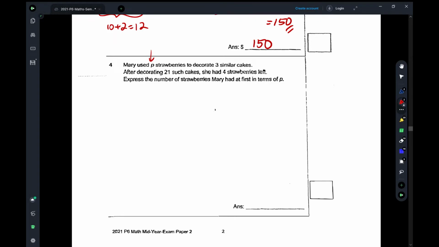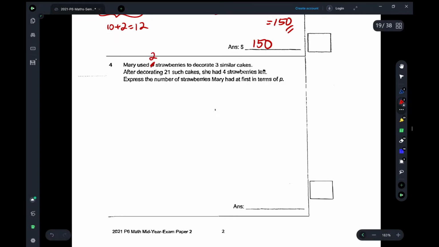But actually, if we replace the P with a number, say 2: Mary used 2 strawberries to decorate 3 similar cakes. For 21 such cakes, I need to multiply the 2 by 7, because there are 7 groups from 3 to 21. Then 7 times 2 gets 14. So the number is actually very simple, but when it's replaced with an alphabet, sometimes students just can't get it.